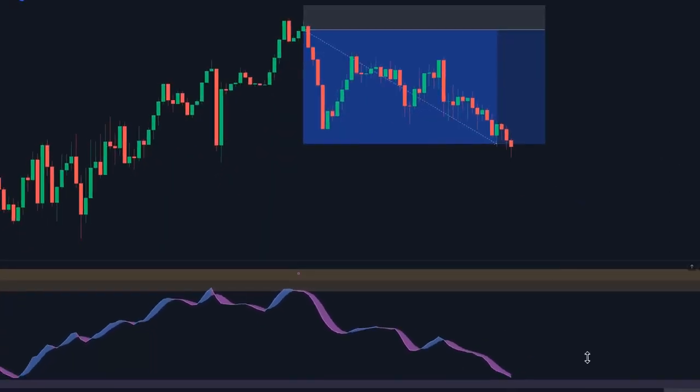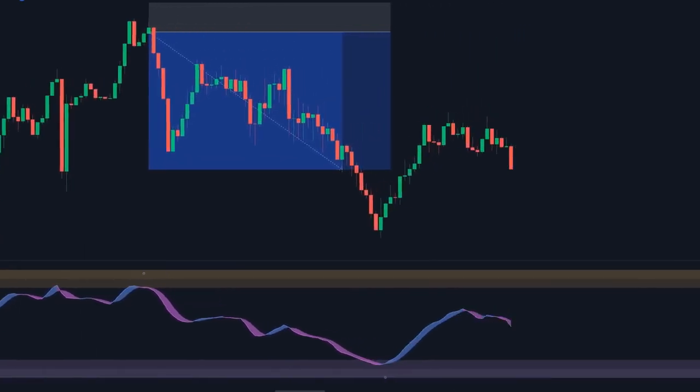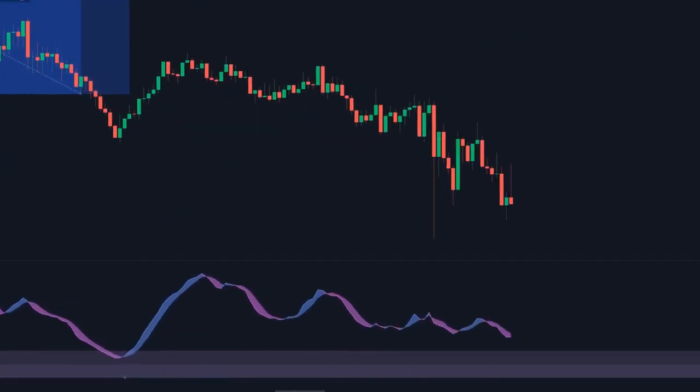However, just like any other indicator, this one cannot be used alone. So we're going to need to add one more tool to the chart.